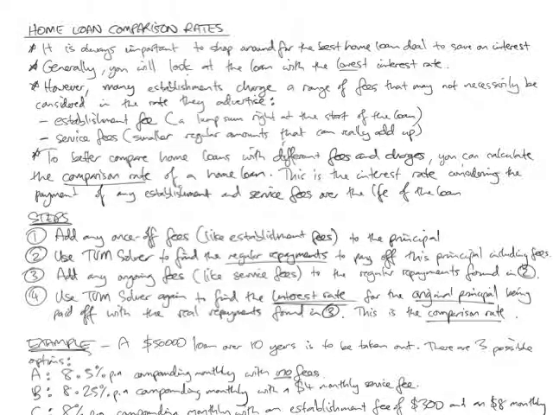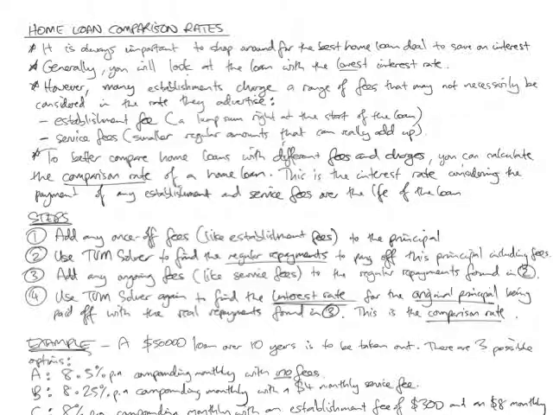This one is on home loan comparison rates. When taking out a home loan, it's always really important to shop around for the best home loan deal to ensure you pay as little as possible on interest. So generally you're going to look for the home loan with the lowest rate.